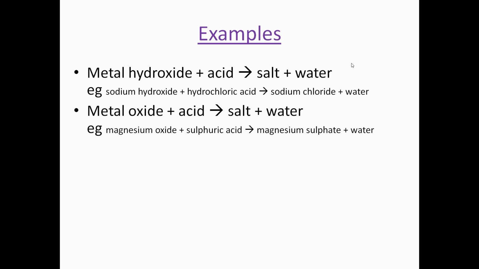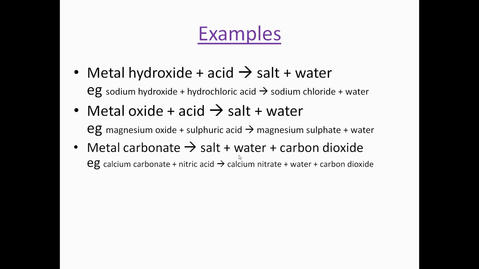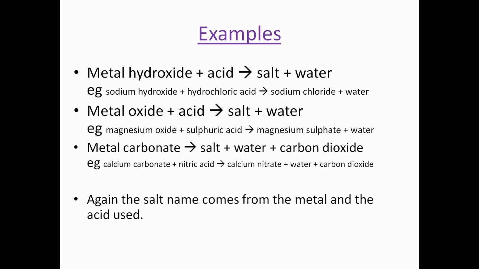A metal oxide plus acid makes salt plus water. For example, magnesium oxide plus sulfuric acid makes magnesium sulfate and water. And a metal carbonate makes salt, water and carbon dioxide. So we get this overall equation, calcium carbonate plus nitric acid makes calcium nitrate plus water plus carbon dioxide. And again, the salt name comes from the metal and the acid used, just like it did in the previous examples.